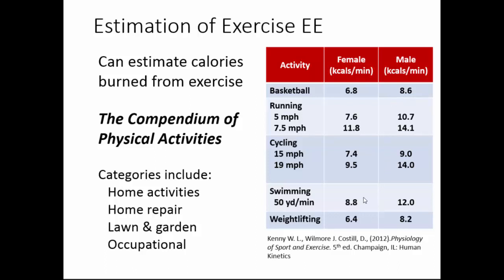And these can be important. Like, for instance, cycling at 15 miles an hour. For females, it's 7.4. For males, it's about 9 calories a minute. For swimming, 50 yards per minute, which is a pretty good pace, that's about 8.8 calories for females and 12 calories for men. Now, I realize there's no weight involved in this. Again, what you're trying to do is get a ballpark figure to estimate how many calories they are burning through exercise.